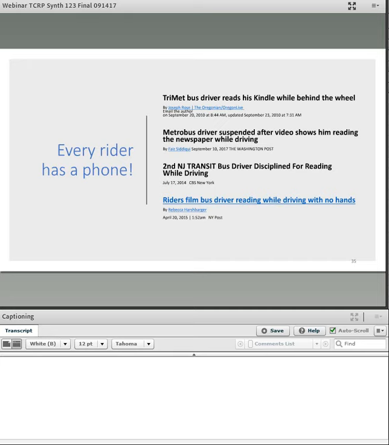TriMet bus driver, these are some of the headlines that I caught while doing the research. TriMet bus driver reads his Kindle while behind the wheel. Now I mentioned that's when they started putting the cameras in and actually focusing on the bus operators. That was back in 2010.